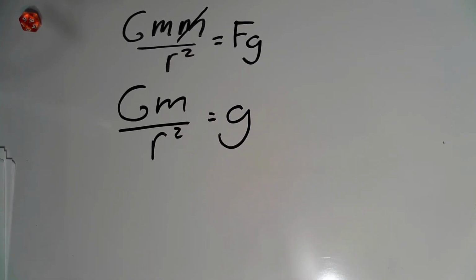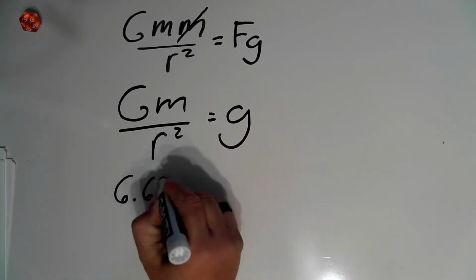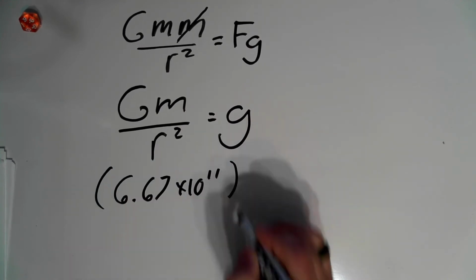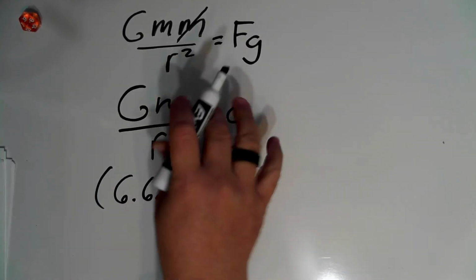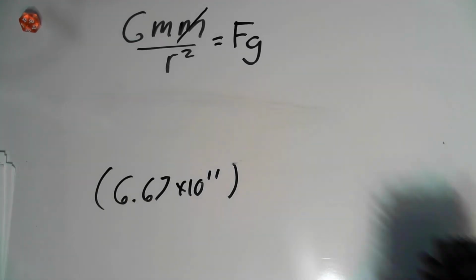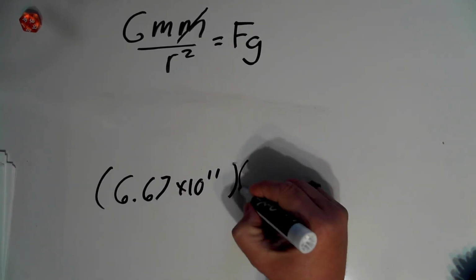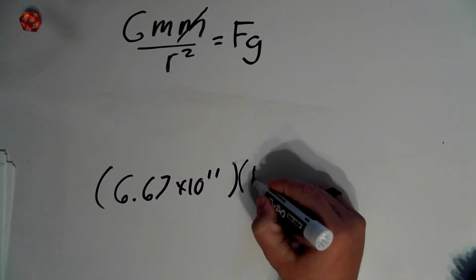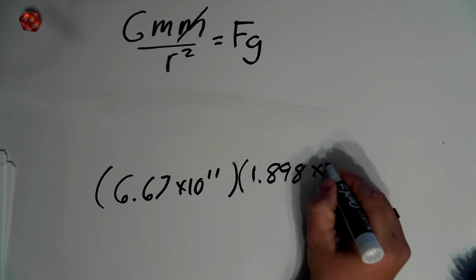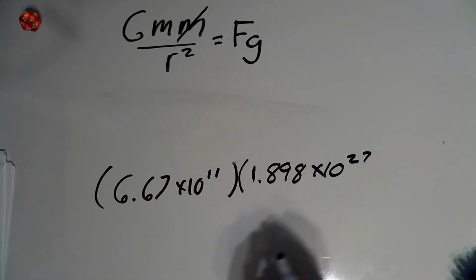So starting off, we're going to start off with the gravitational constant, which is 6.67 times 10 to the negative 11. That's my G. I'm going to separate this slightly so that there's a difference there. And then I'm going to multiply it by the active mass, which is the mass of Jupiter, which is going to be 1.898 times 10 to the 27. And unfortunately, I didn't bring my calculator.